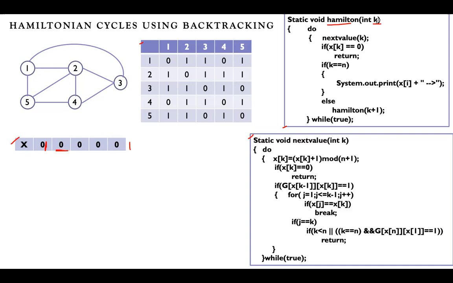Okay, I'm calling this function Hamilton by passing the k value. What is that k value? It is nothing but 2. That is the second vertex. I have to find out which vertex will come to this second place. Is it clear? First place is vertex number 1. There is no confusion there. We are starting the cycle from the first vertex.